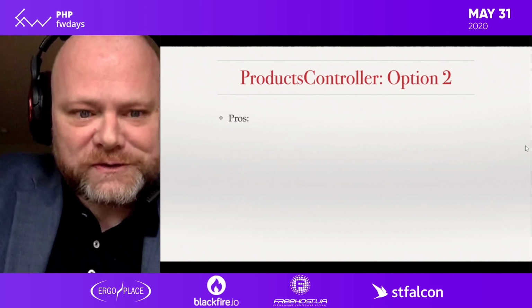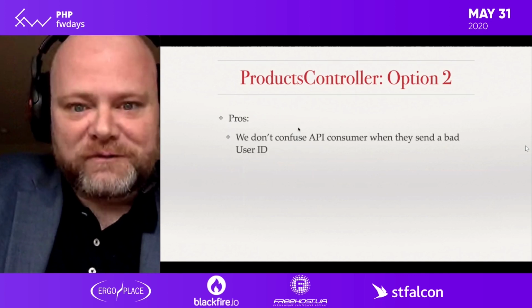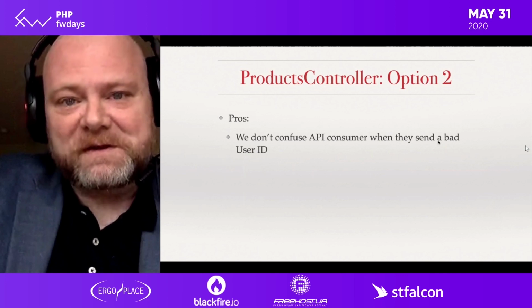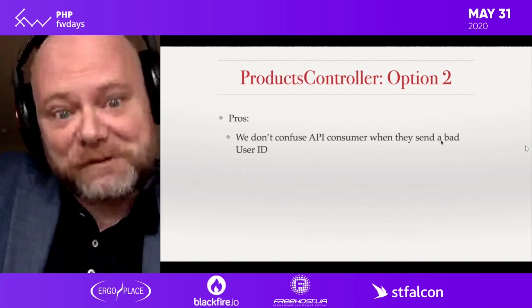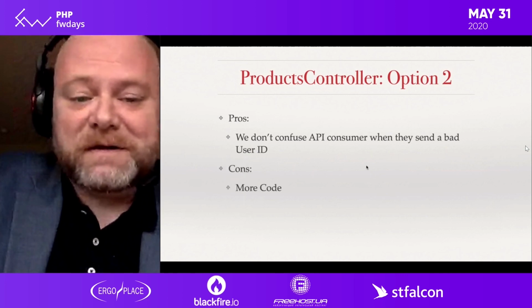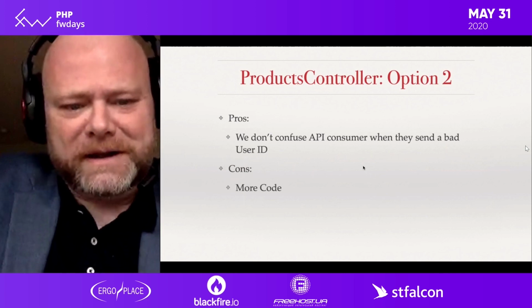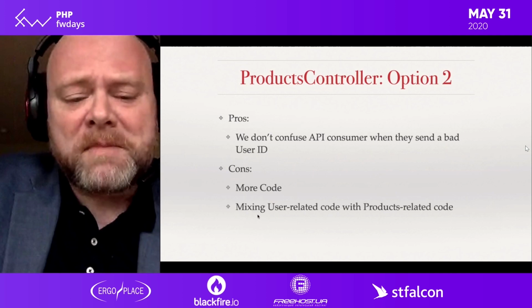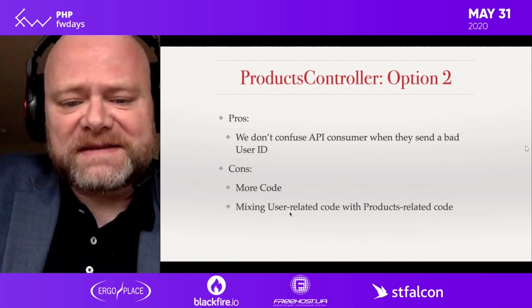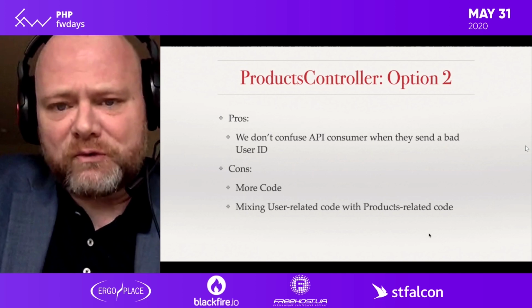So the pros of this approach is at least we're not confusing the API consumer when they send a bad user ID. At least that's something. But the cons, it's a lot more code, right? And it's a lot more ugly code. And now we're mixing in the controller, we're mixing user-related code with product-related code.